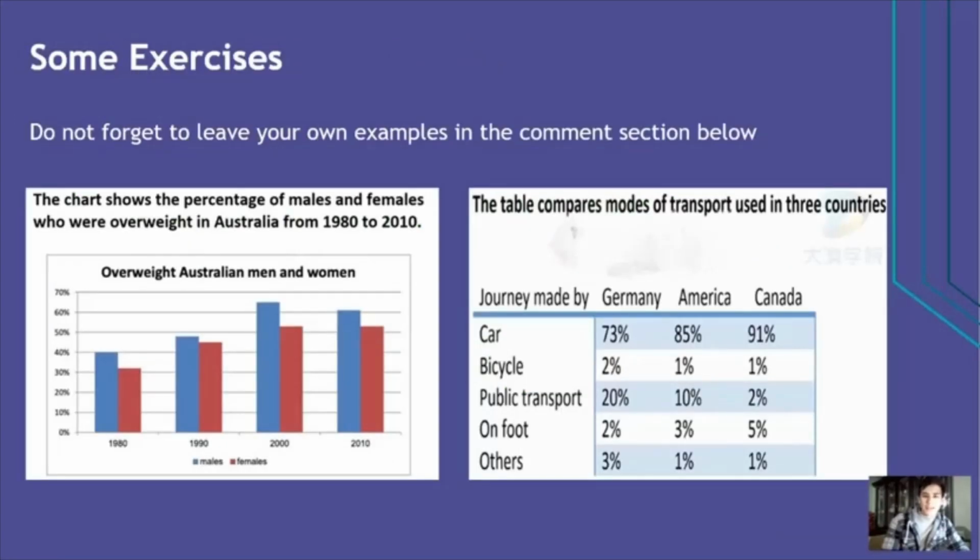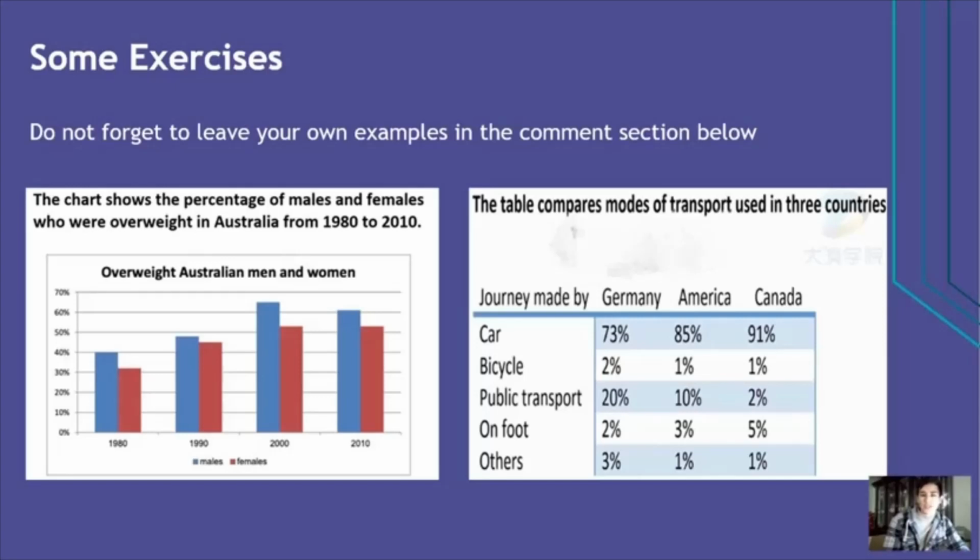So here is some exercise for you as I promised. One thing, do not forget to leave your own examples in the comment section below. Actually, we have got a bar chart and a table, as we have seen some examples for pie and line graph. I told you the writing of an introduction is the same for all types. So you're going to write your own examples in the comment section below. I will be checking them.